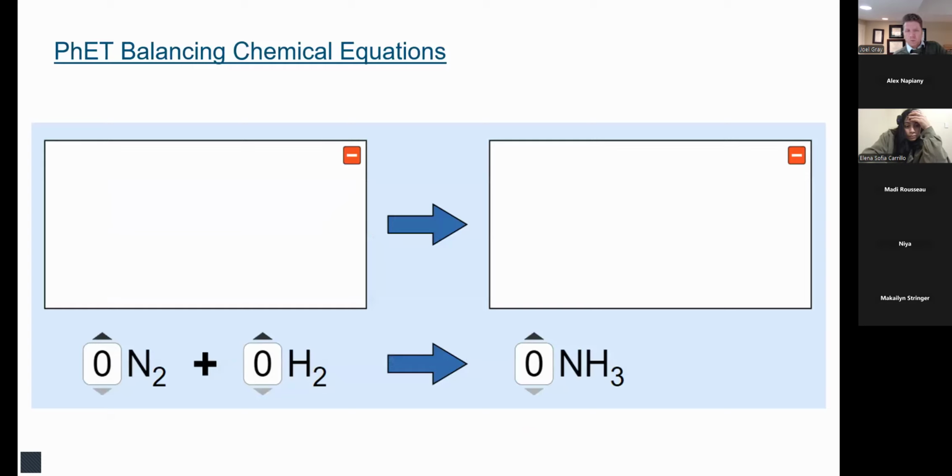Now, if we look at this right here, N2 plus H2 yields NH3. If you have only one N2 and one H2, will you be able to produce NH3? The answer to that is no. The reason for that is you need three hydrogens. So how could you do this?